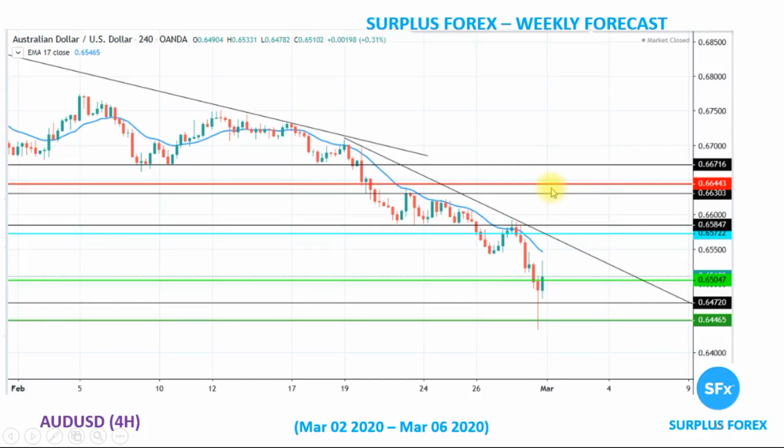So what I'm expecting is, once it drops below 6584, I'll take my entry at 6570, keeping my first target at 6504, second target at 6446, and keeping my stop loss at 6644.